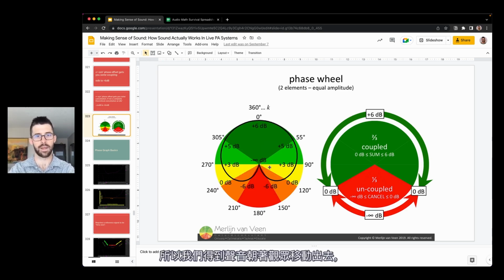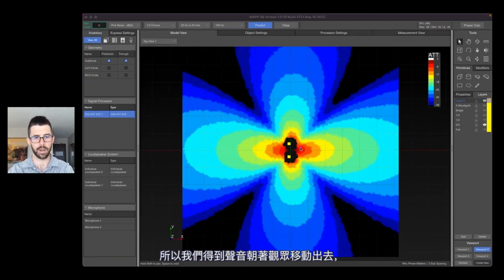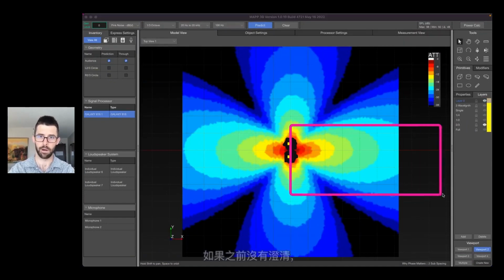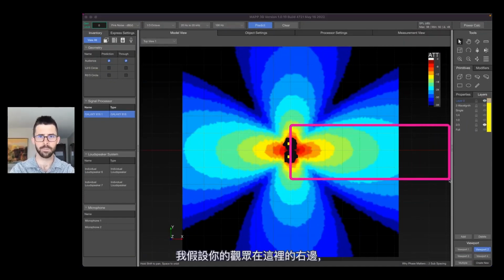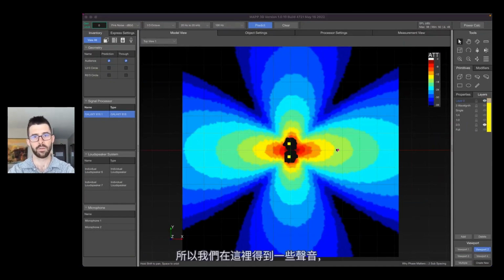So we're getting sound moving out towards our audience, and if I didn't clarify earlier, I'm assuming our audience is out to the right here, because most are drawn that way. So we're getting some out here, but most of it is still going this way.